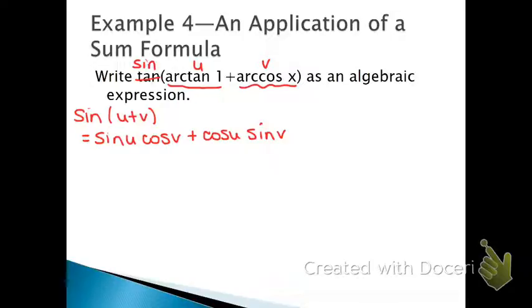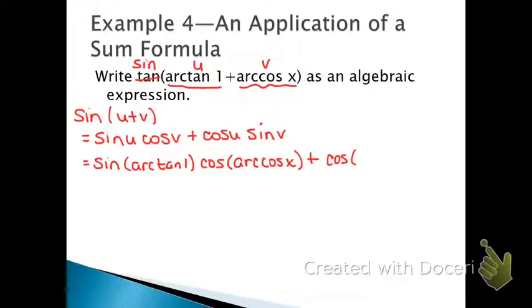Now, we said that u is what? Arctan of 1. All right, so where I have u, I'm going to put arctan of 1. Cosine, what did we say v was? Arc cosine of x. And then cosine of, what was u again? Good, and then sine of v, I'm out of room. Sine of v is the arc cosine of x. And then we left at that point, right?